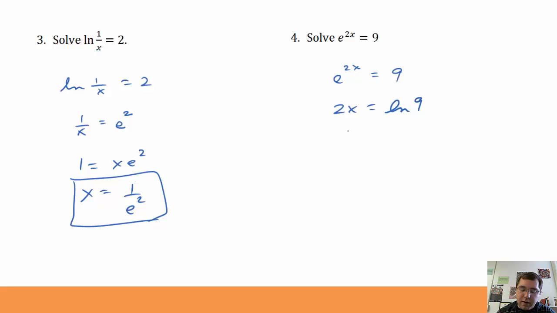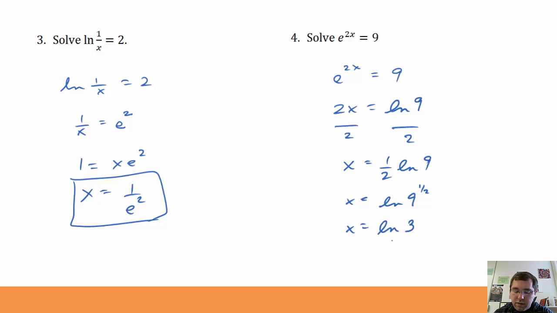And then I solve this for x by dividing both sides by 2. So x equals ln of 9 over 2, or 1/2 times the ln of 9. 1/2 I can bring inside. Make this the ln of 9 to the 1/2 power. Well, the 1/2 power is really the square root, so this is the ln of the square root of 9, which is the ln of 3.